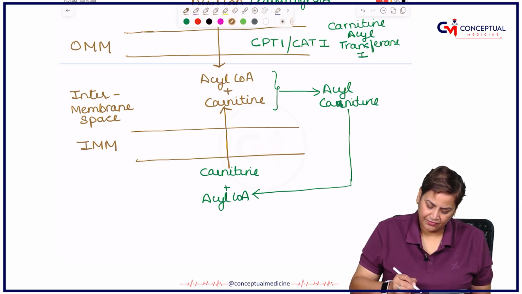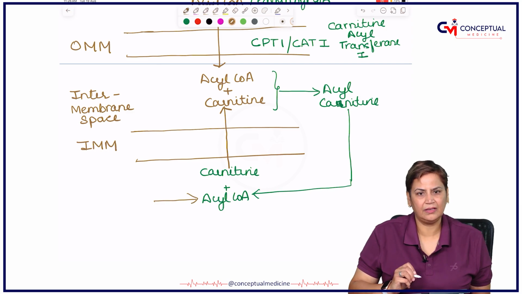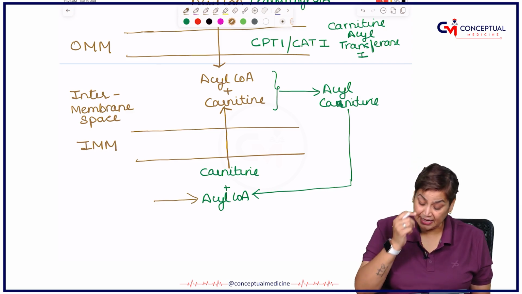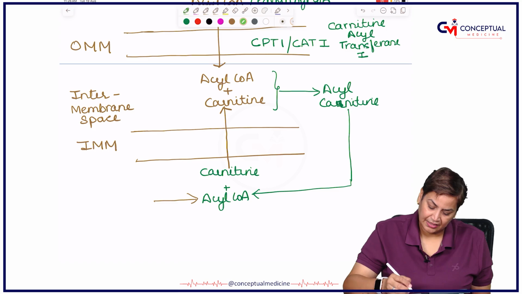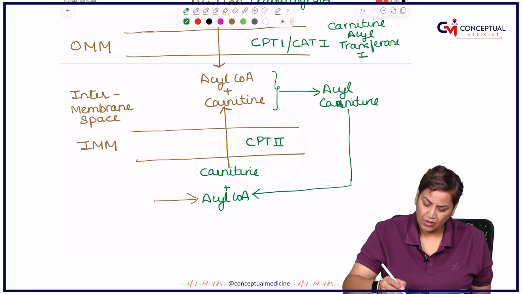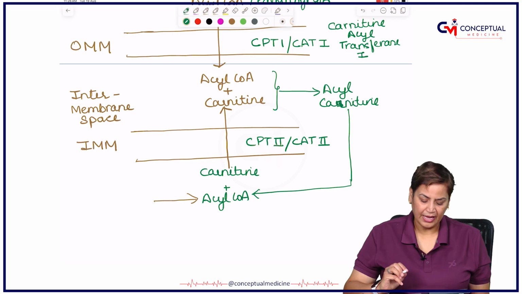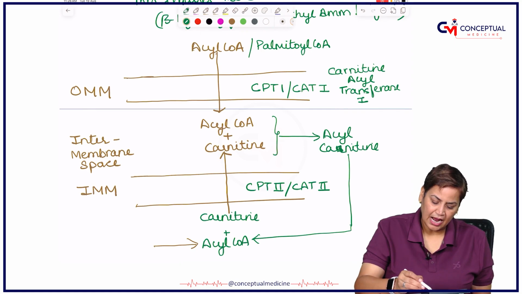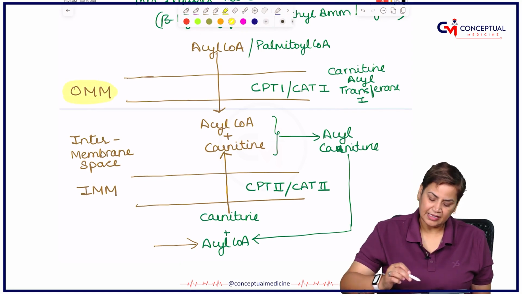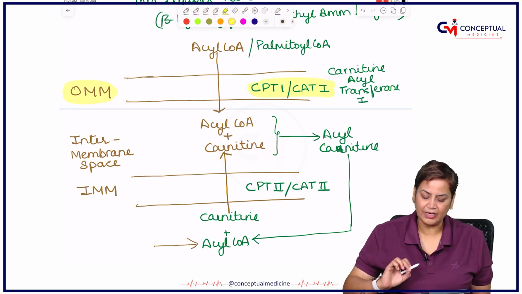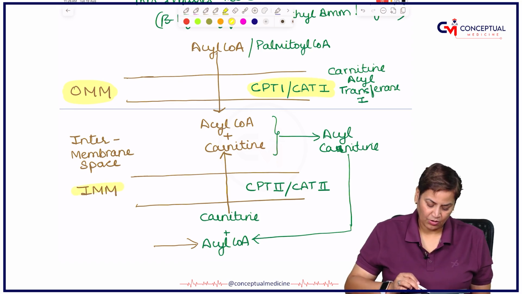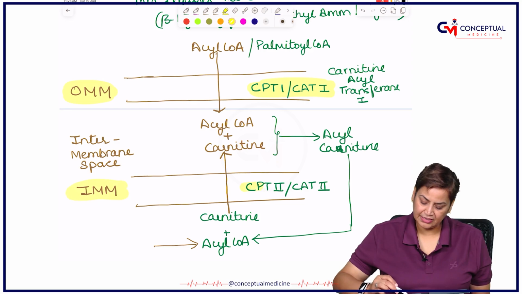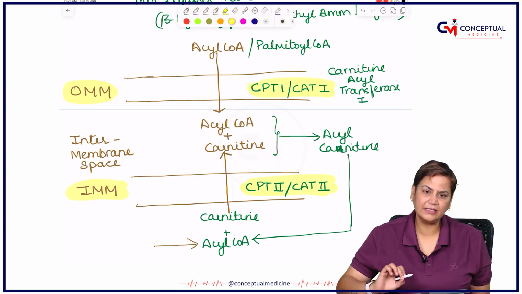And we can say that we get acyl coenzyme A. Right? And here the enzyme is CPT2 or CAT. Okay. So I'll just repeat it once again. If we talk about the outer mitochondrial membrane, CPT1 or CAT1 is present. If we talk about the inner mitochondrial membrane, CPT2 or CAT2 is present.